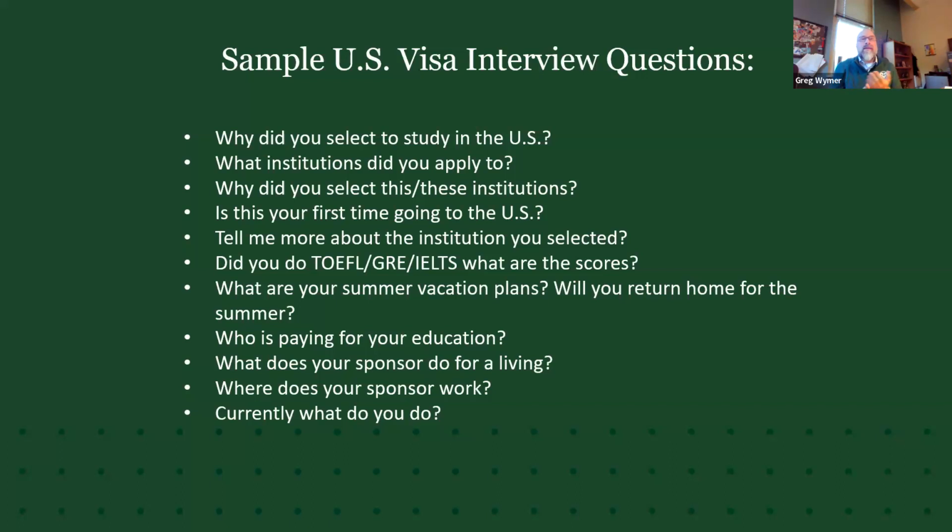So, and I'm not going to go through each one and give you kind of an idea of how to answer it. But why did you select to study in the US? Why are you coming to the US versus studying in your own country? What institutions did you apply to? Maybe you only applied to Colorado State. Maybe you applied to several institutions within the United States. Why did you select this institution? Why did you select Colorado State University?